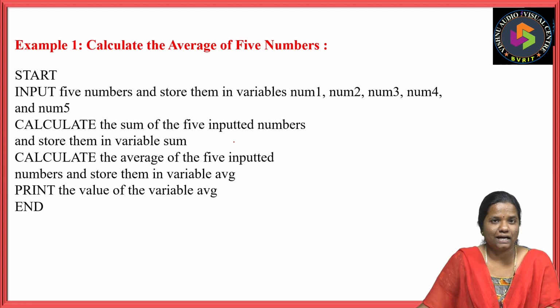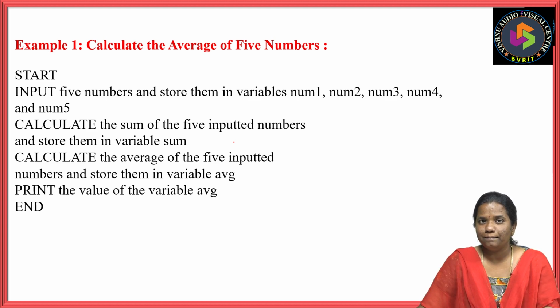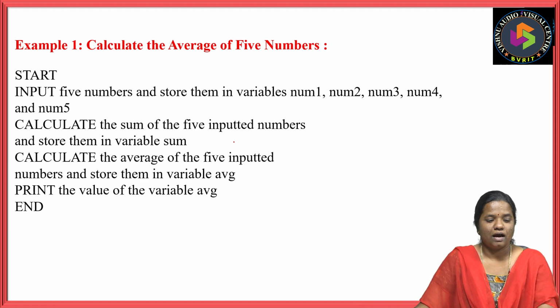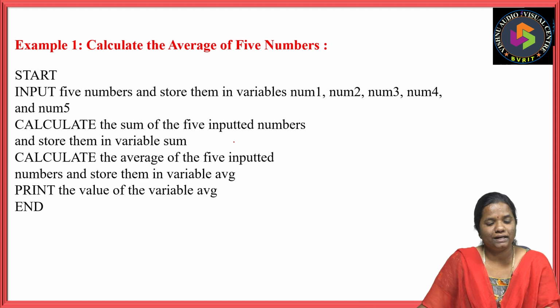Here I am starting my pseudocode with start, and input 5 numbers and store them in the variables like number 1, number 2, number 3, number 4 and number 5. Calculate the sum of the 5 inputted numbers and store it in the variable sum. Calculate the average of the 5 inputted numbers and store it in the variable average. After that, I print the value of the variable average.